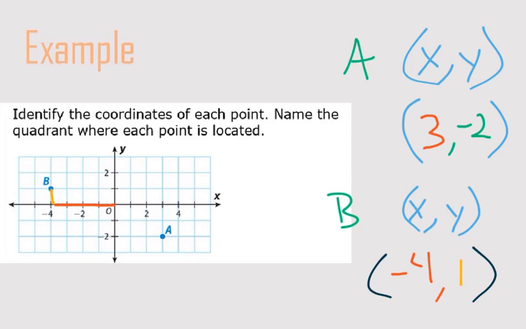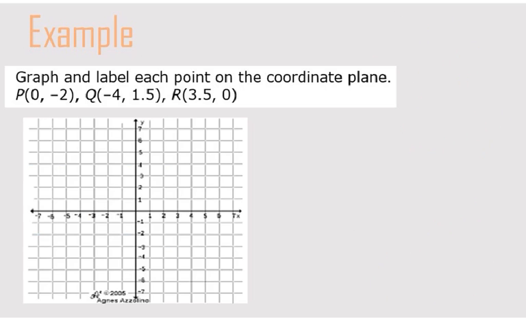So again, your x-axis goes right or left, and it's positive to the right, it's negative to the left, and then your y-axis goes up or down. And when you go up, it's a positive. When you go down, it is a negative. In this example, it says graph and label each point on the coordinate plane. So here we have point P, which is at 0, negative 2.